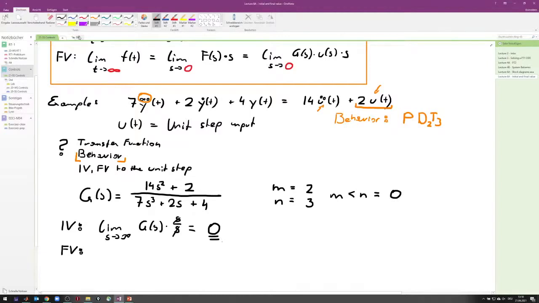Okay, the final value now, we let s go to 0 of g of s. The input is the step. This s comes from the final value theorem, and we just need to look at this guy here, and it's 1 over 2.